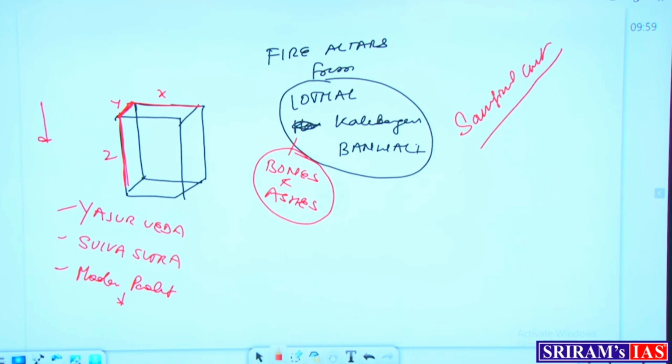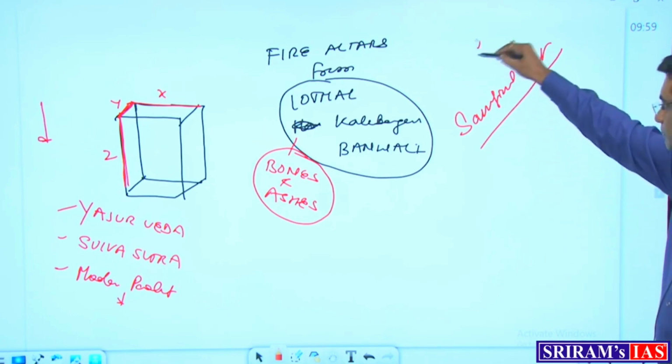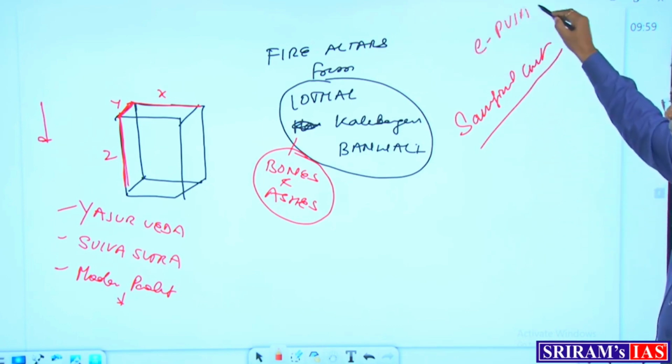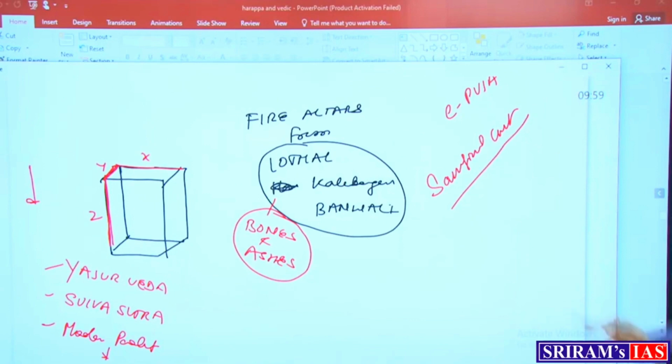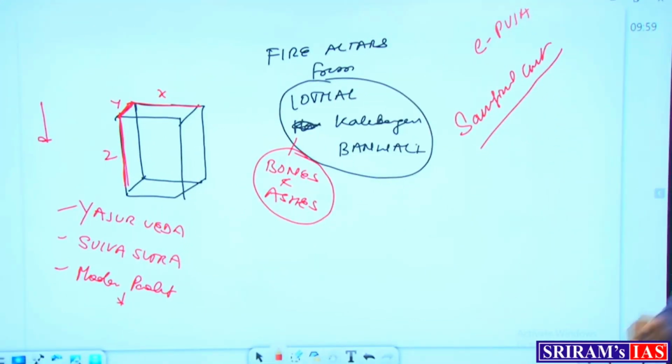And the modern Pandit, that does not mean they do e-puja, but they normally do the same thing. The ratio is the same for the fire altars.